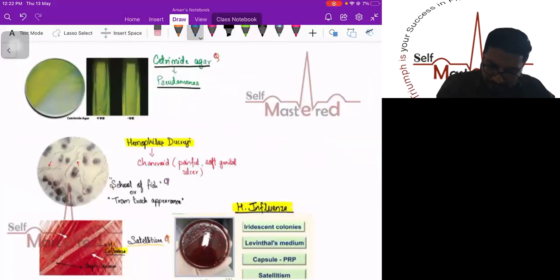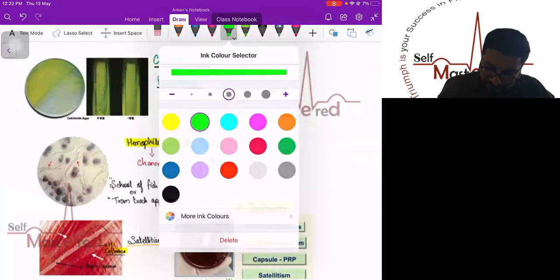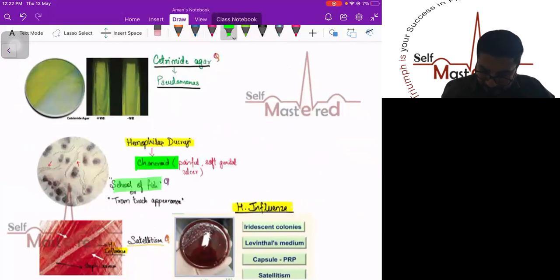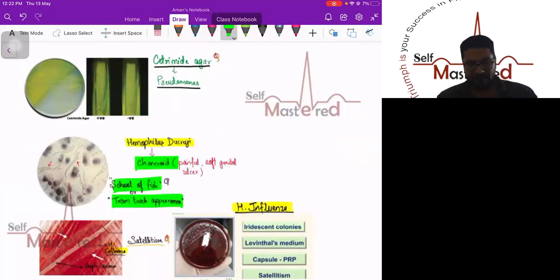If I talk about Ducrey infection, Haemophilus ducreyi infection, it can lead to chancroid, which will have a school of fish appearance and tramp track appearance. School of fish appearance, it will lead to a painful genital ulcer. We call this a painful ulcer by Haemophilus ducreyi.